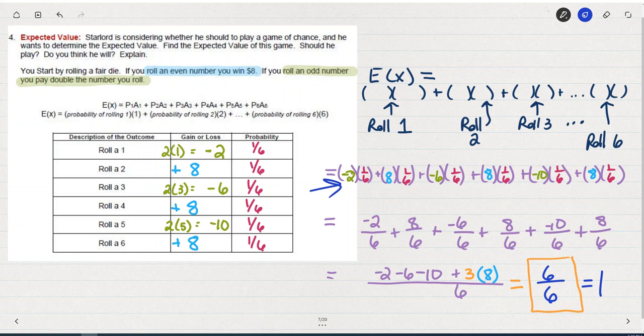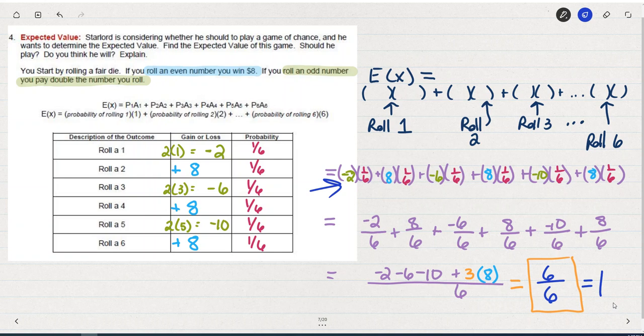When you get to the part of this question that asks whether or not Star-Lord should play, or do you think he would play, you need to understand what an expected value of 1 means. So should he expect to win $1 over the long haul? On average, he's winning $1 each time he plays.